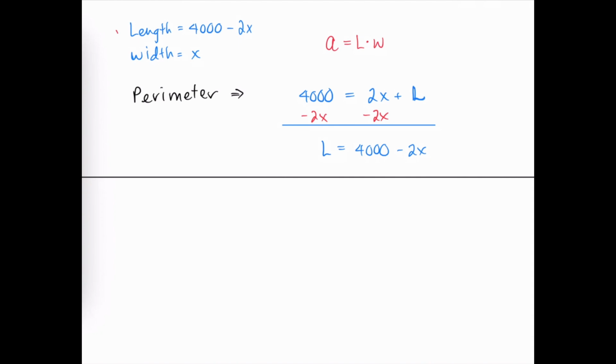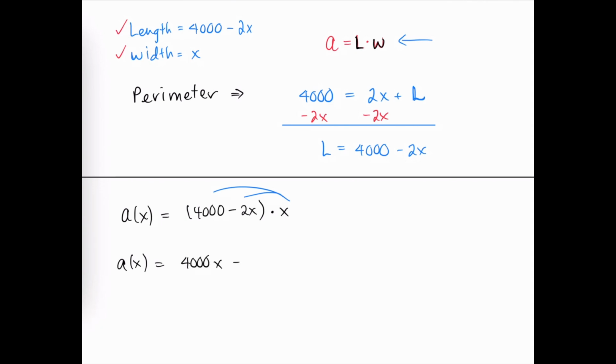So now that we have both the length and the width in terms of x, it's time to substitute those quantities into our area function. So area as a function of x, in for the L quantity, we will substitute 4,000 minus 2x, and in for the W variable, we'll substitute in just x. Let's distribute the x in and simplify the function. So we have 4,000x minus 2x squared. And let's rewrite this in descending order so that it's a little bit more obvious that the graph of the area function is going to be a parabola that's opening down.